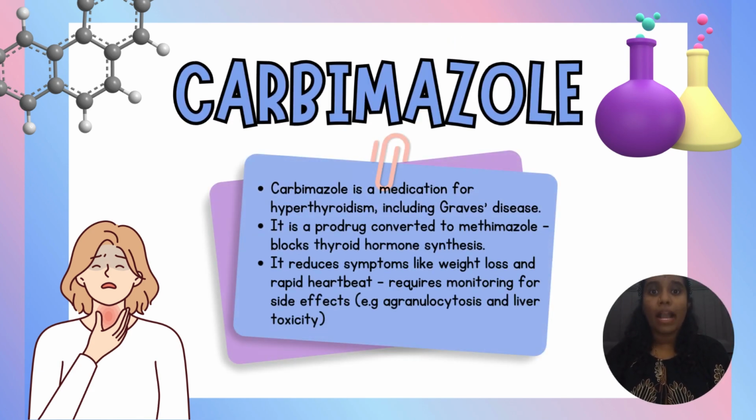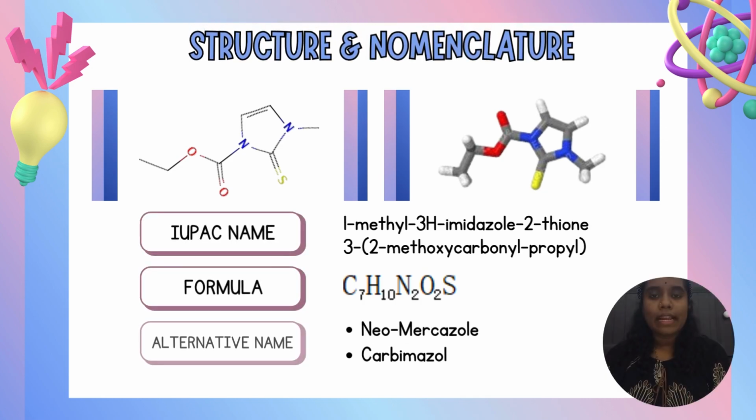Carbimazole is a medication for hyperthyroidism, which includes Graves' disease. Graves' disease is an autoimmune disorder where the immune system attacks the thyroid gland, causing it to produce too much thyroid hormone. It is a prodrug which is converted to methimazole, blocking thyroid hormone synthesis and reducing symptoms like weight loss, rapid heartbeat, and many more, which requires monitoring for side effects, for example agranulocytosis and liver toxicity. This slide presents the structure and nomenclature of carbimazole, where the first one is the 2D and the second one is the 3D structure of carbimazole.